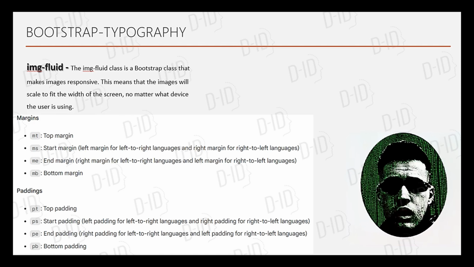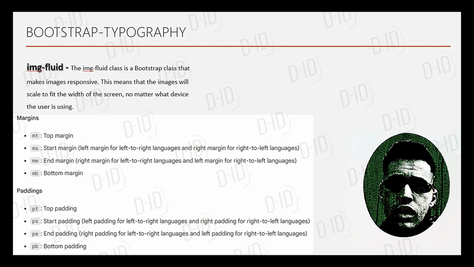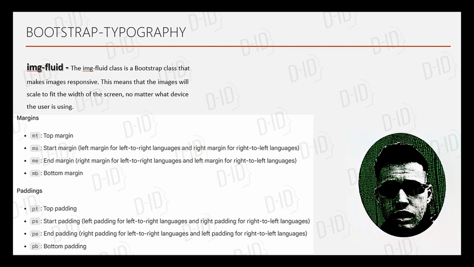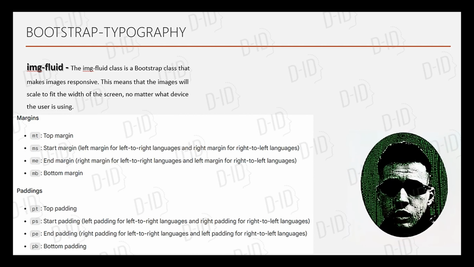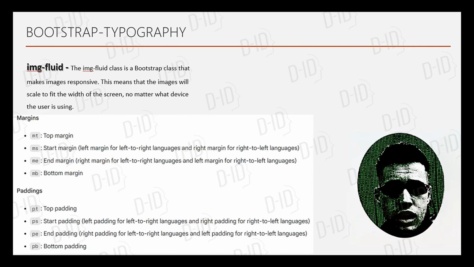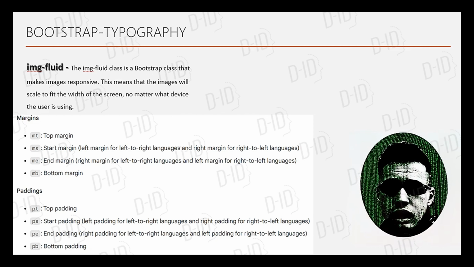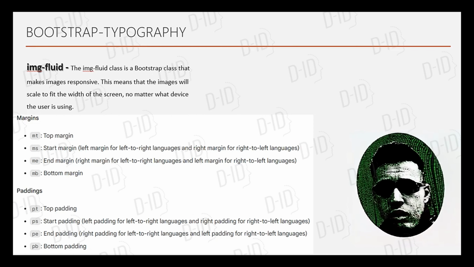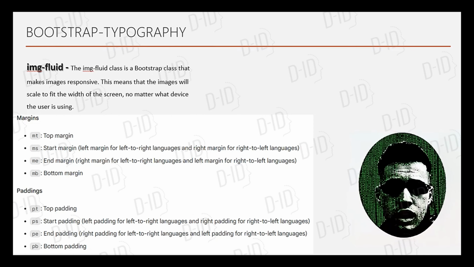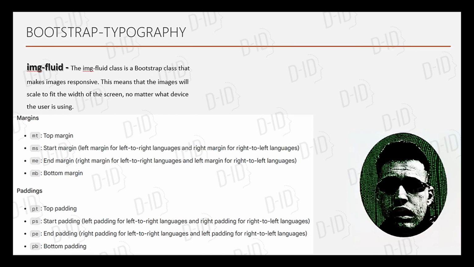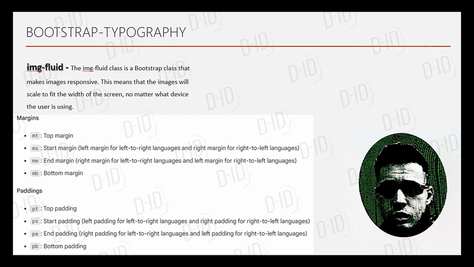Bootstrap offers a typography system that includes a variety of styles and classes to control text formatting, making it easy to create consistent and visually appealing typography on your website. You can use classes like Text Primary or Text Center to style text elements with predefined colors, or apply classes like Font Weight Bold for making text bold.